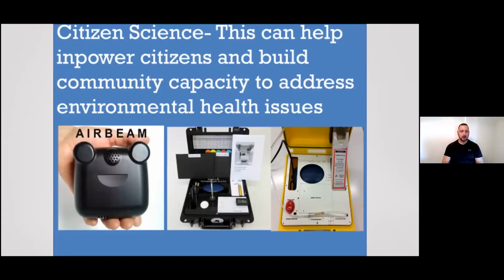And so I think this is my last slide. The idea is that citizen science, whether it be traditional citizen science, or the more community-based or crowd-based citizen science, can be used to empower residents, remember to be inclusive. So community science can be used to empower residents and build community capacity to address environmental health issues.